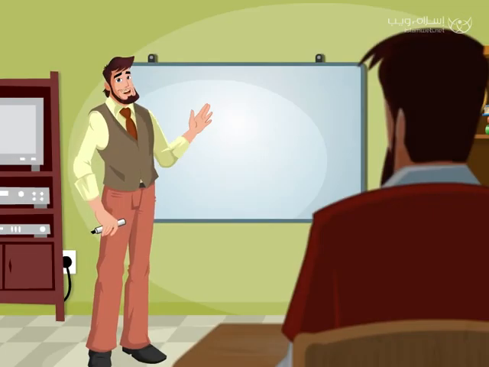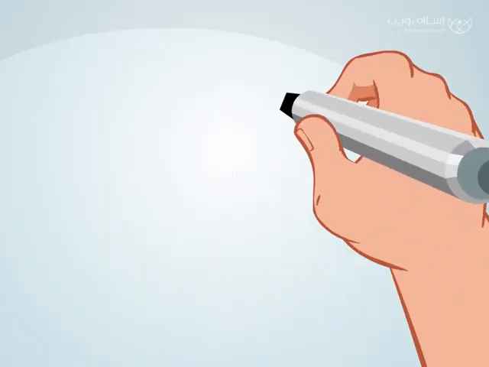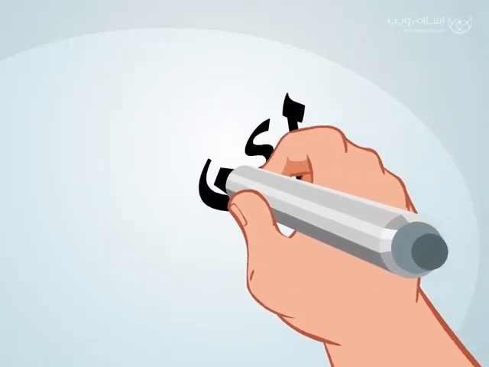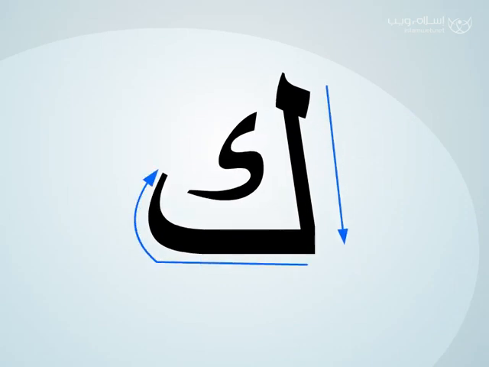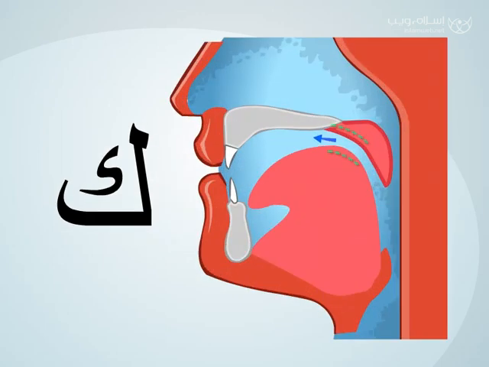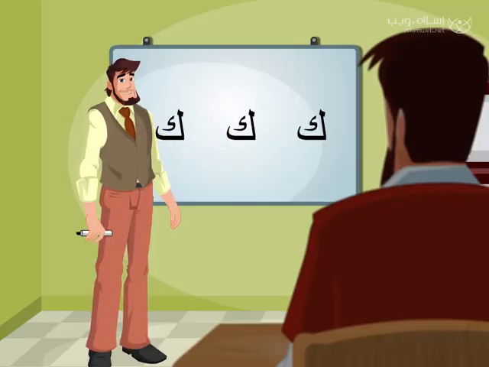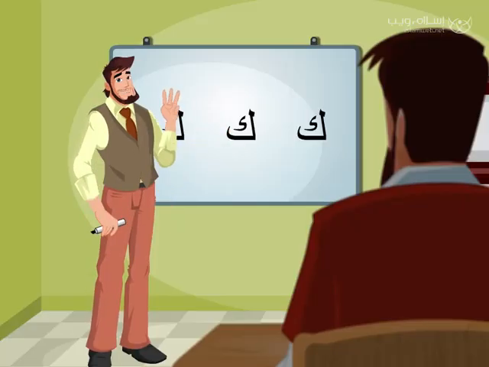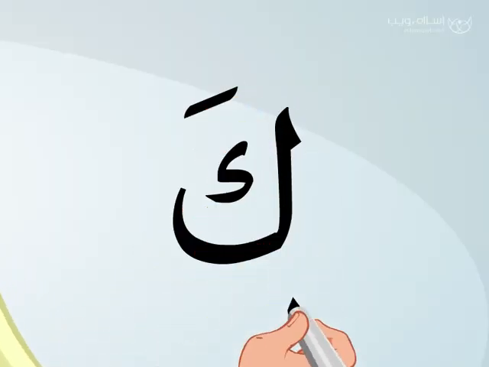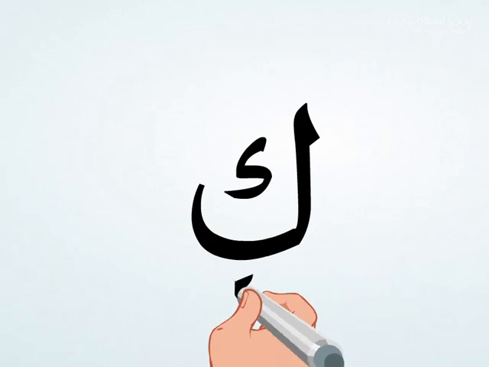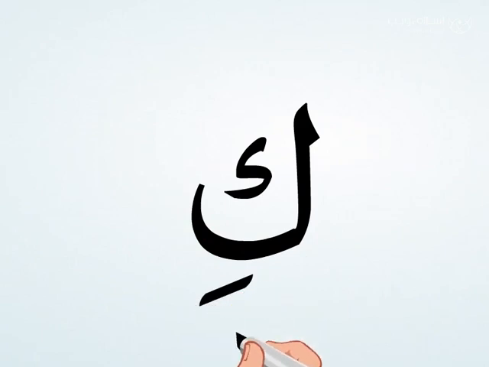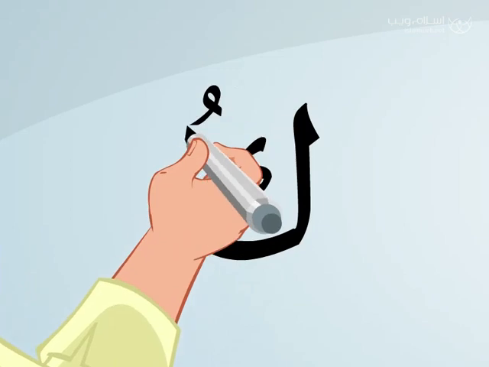Hi all. Today we're going to learn two letters, each having a point of articulation. Kaf and qaf. This is how we write it. Kaf. How to pronounce the letters with short vowels. Fath, kasr, and dam. Ka. Ki. Ku.